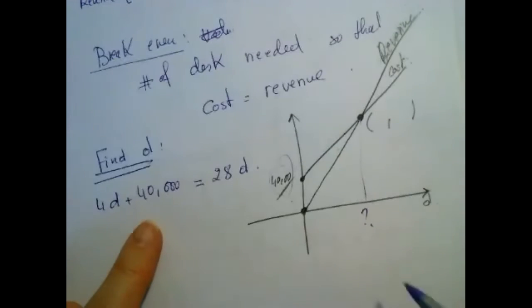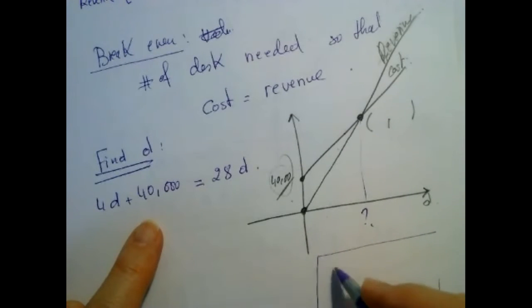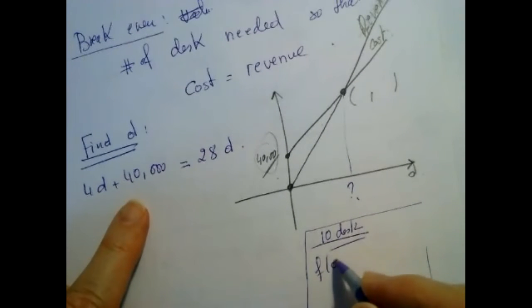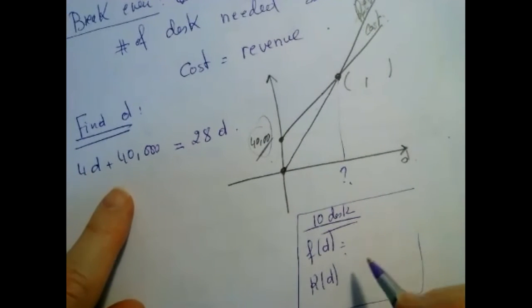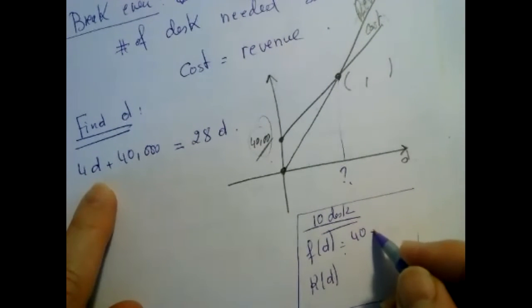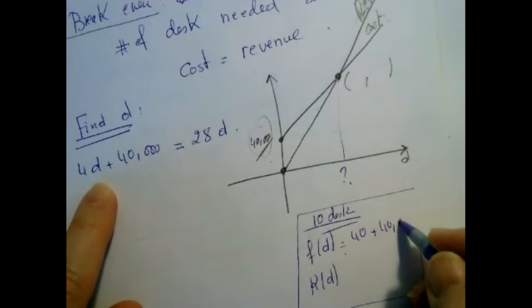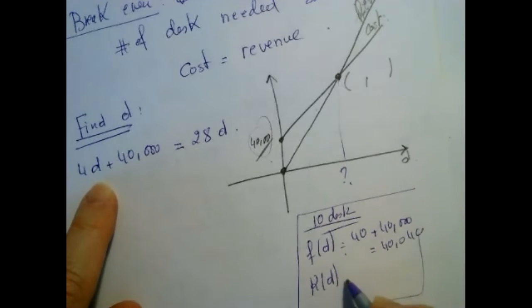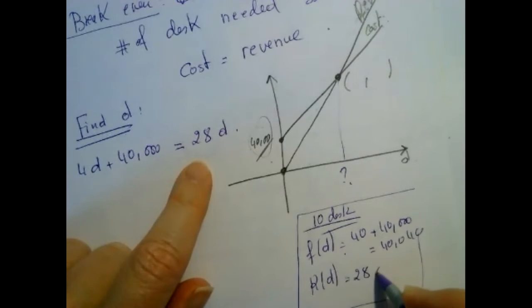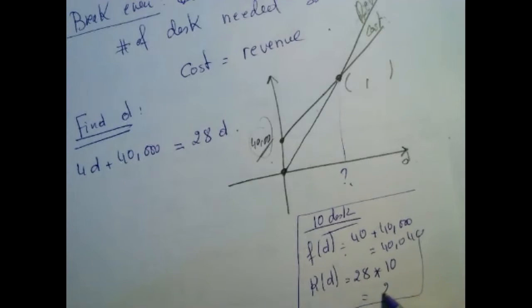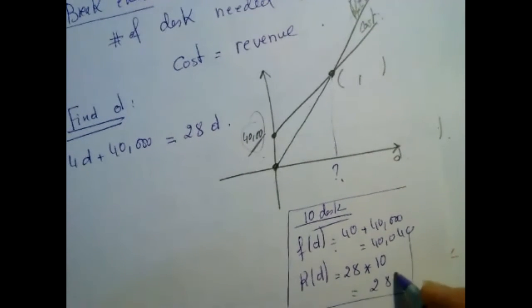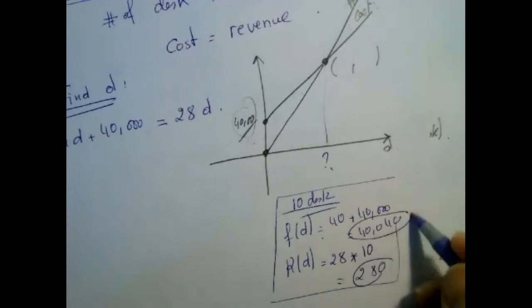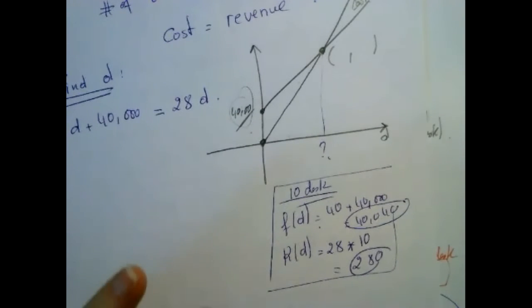Suppose I sell 10 desks, only 10. What is the cost, and what's the revenue? If I sell 10 desks, the cost is going to be 4 times 10 plus 40,000. It's going to be huge, the cost. And the revenue is going to be 28 times 10, which means 280. So the revenue is so little compared to the cost. So I'm still losing money.